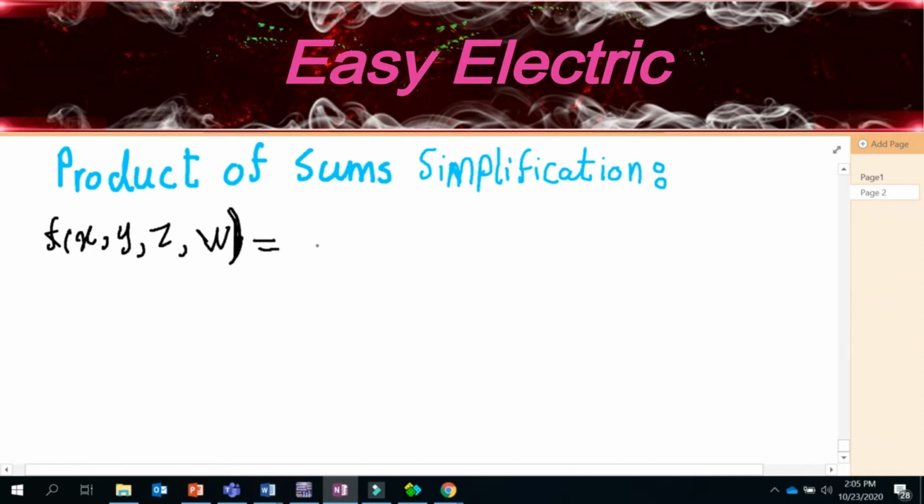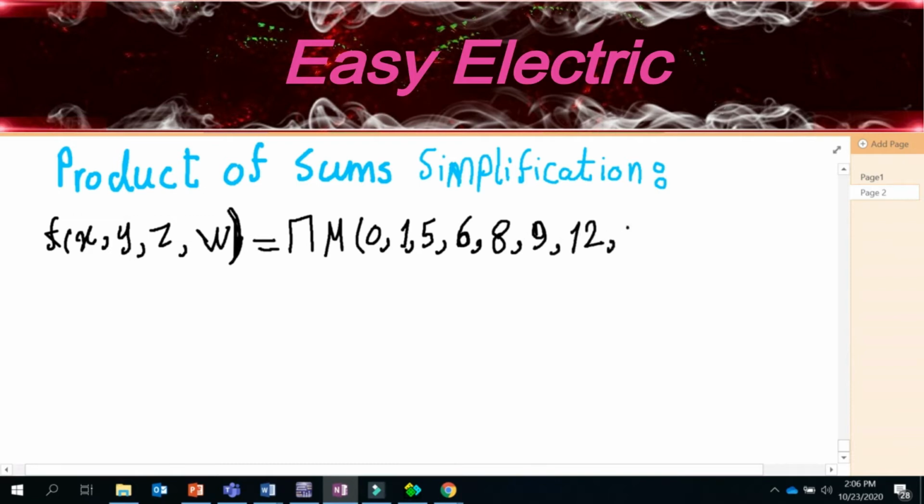And it's equal to, so unlike the previous examples, where we usually got the function in the form of sigma minterm, here we have it as a product of sums, which is the pi maxterm, and the numbers that you have are 0, 1, 5, 6, 8, 9, 12, 13, and 15.